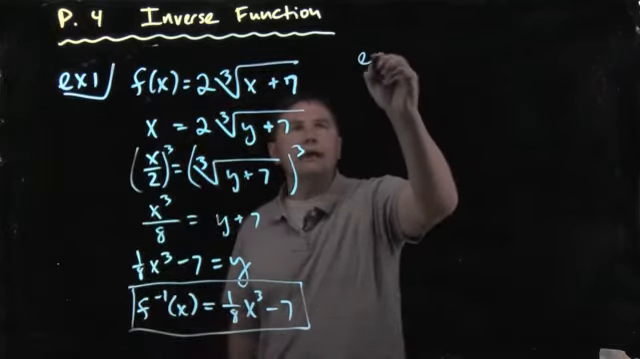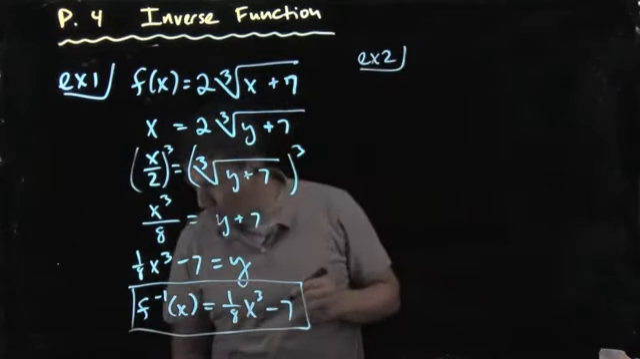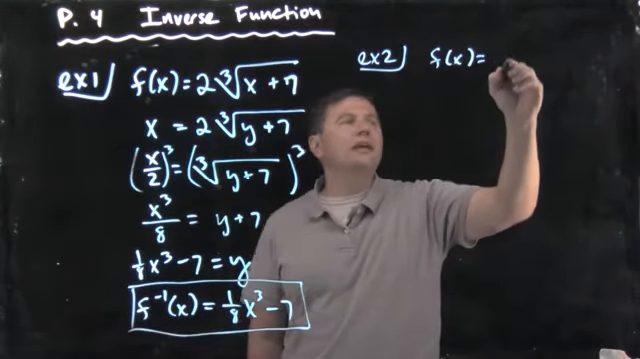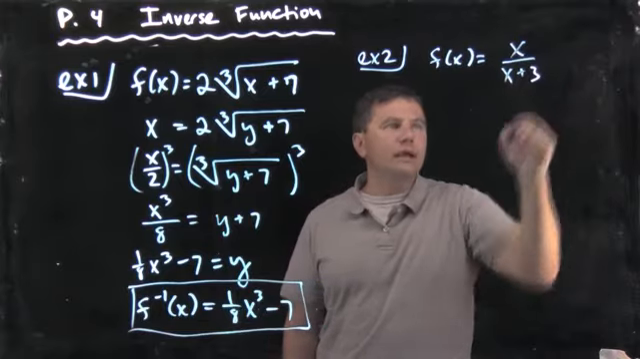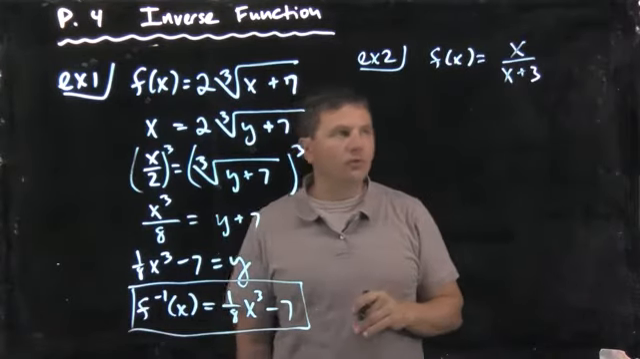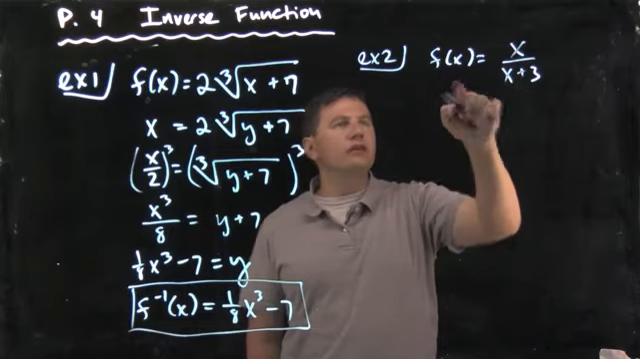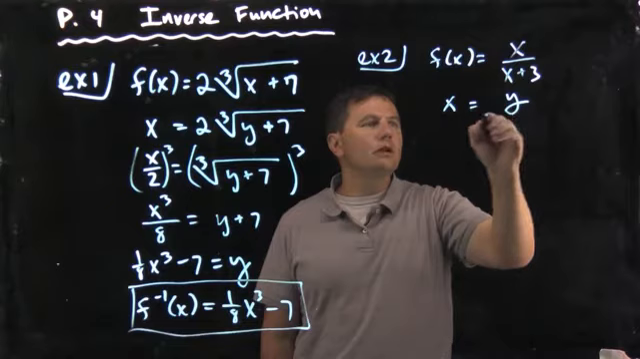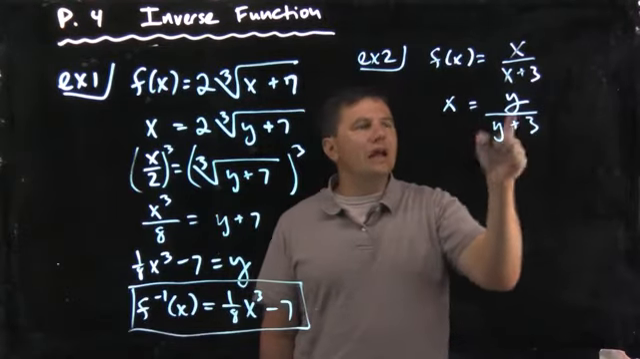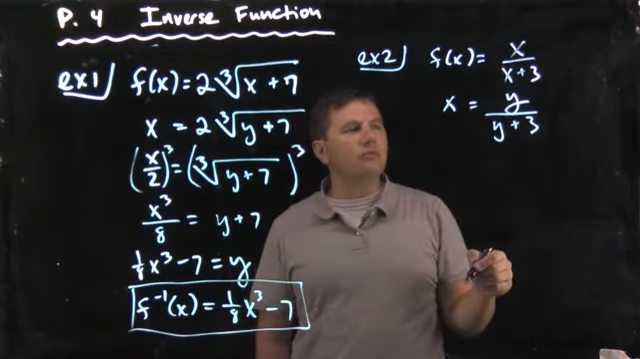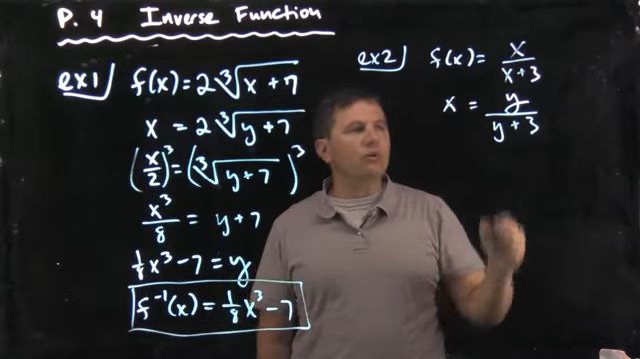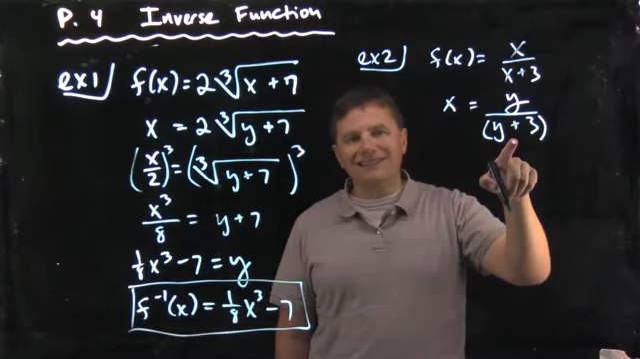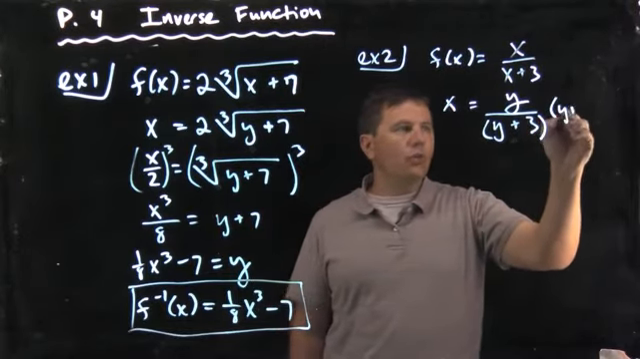Let's do one that sometimes people have difficulty with. If I gave you a function f of x equals x over x plus 3, sometimes people have issues with the rational functions. In this particular case, once again, as with all of them, I switch the x and y. Now I have to solve for y. As soon as I see this fraction, I'm thinking it would be better off if this wasn't a fraction. So I'm going to multiply both sides by the quantity in the denominator, the y plus 3.